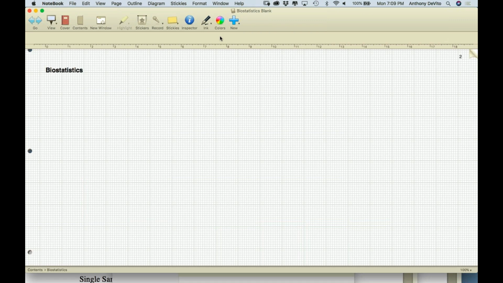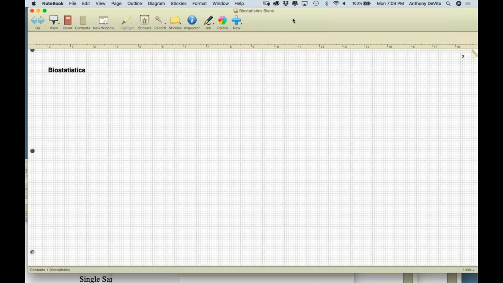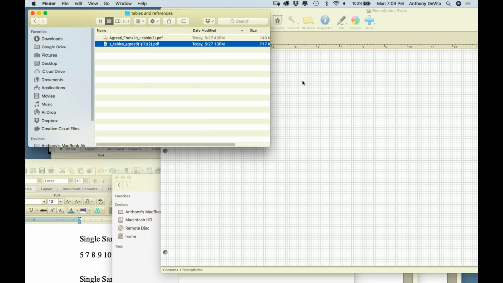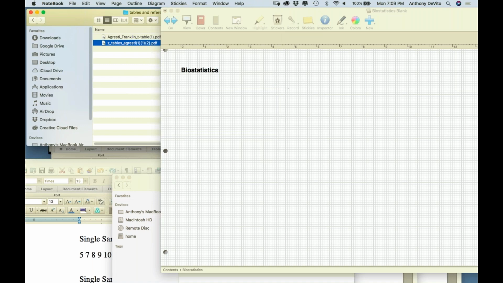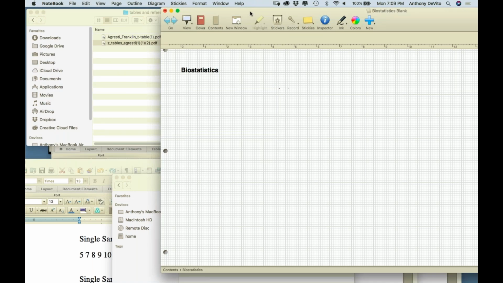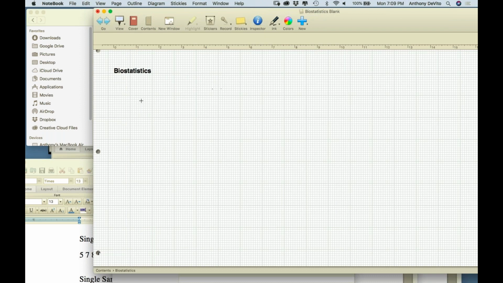Okay, let's start actually building a hypothesis test for a single sample t-test. I'm going to start out saying that I have a population with a known mean equal to 200, and I don't know the standard deviation.